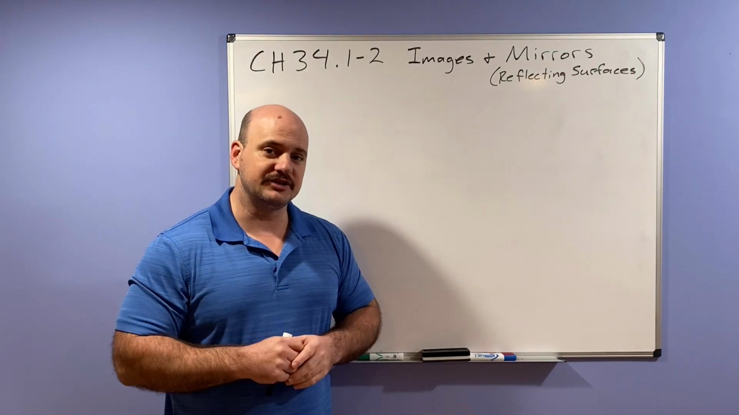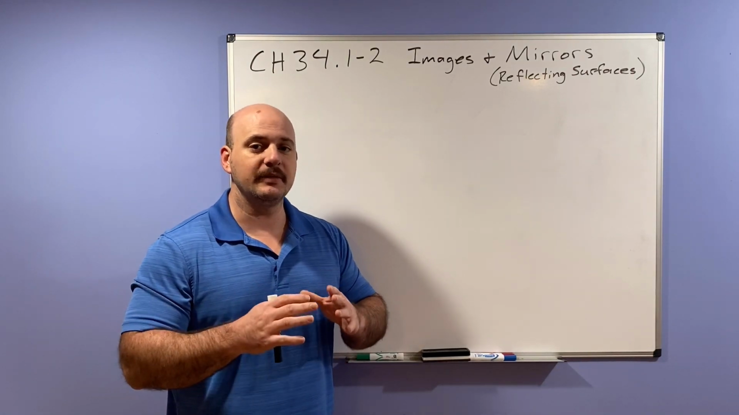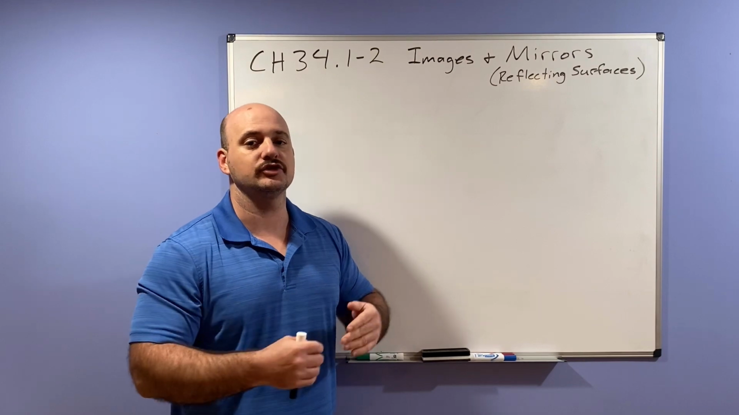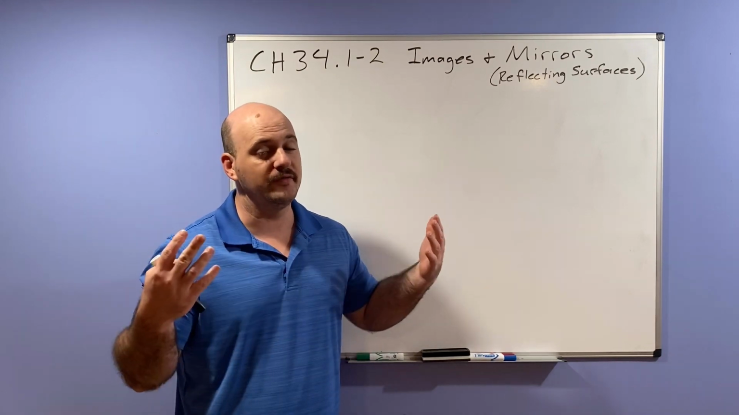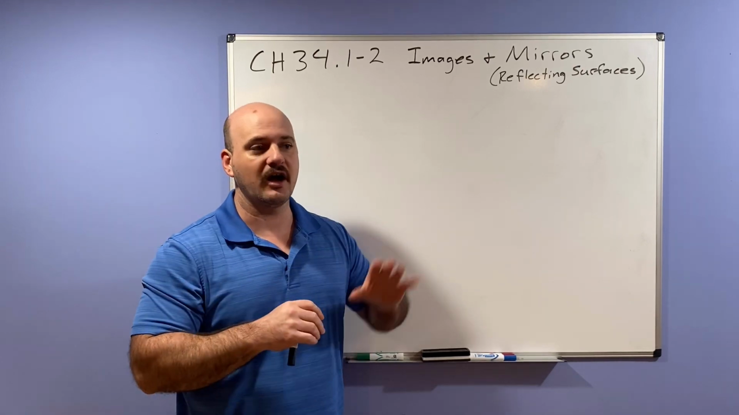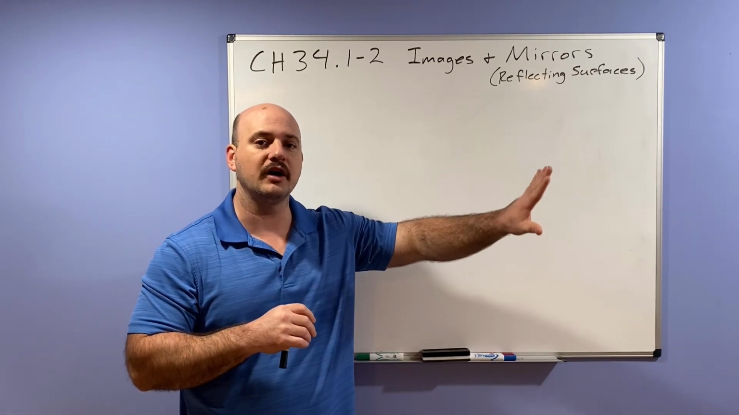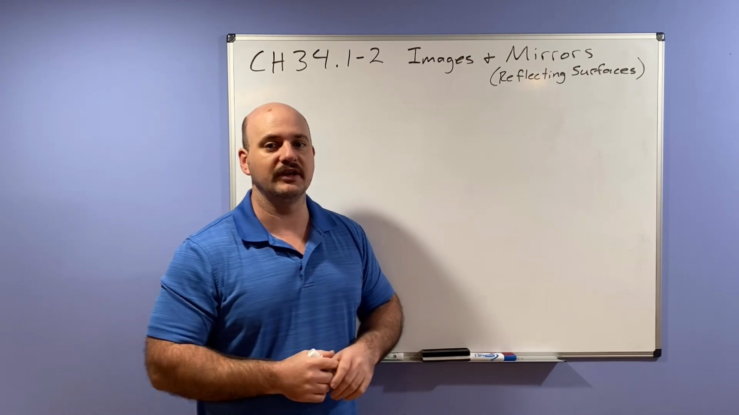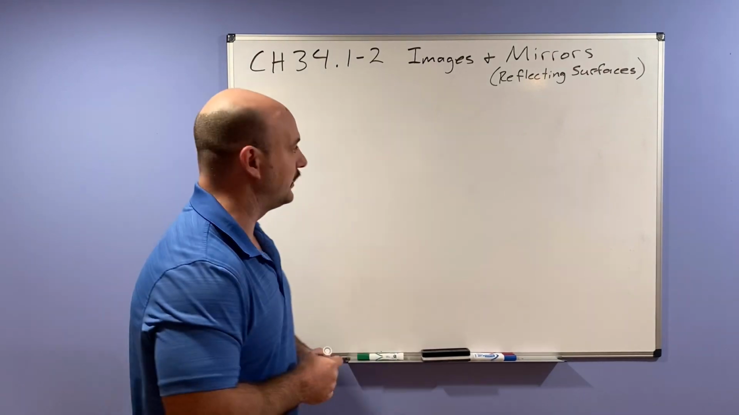A real image, on the other hand, is an image that could be formed on a surface, like a movie projector. That's getting into lenses, but it's the same idea. They project out and the image can form on a surface. That's known as a real image. I'm going to write these down for you.